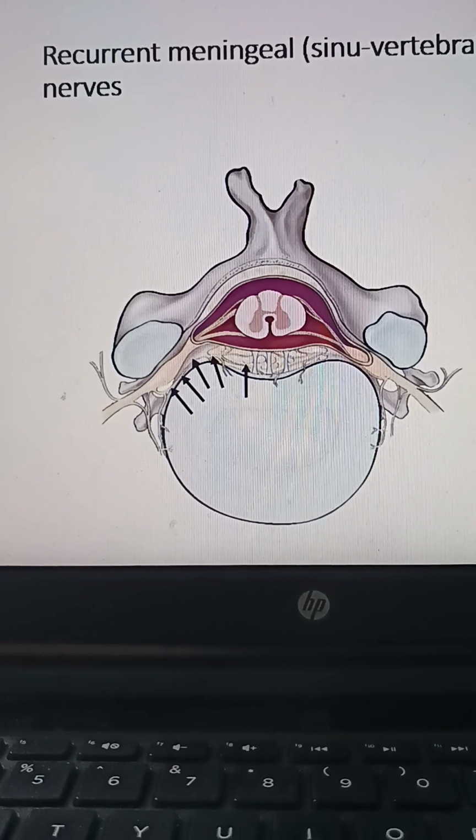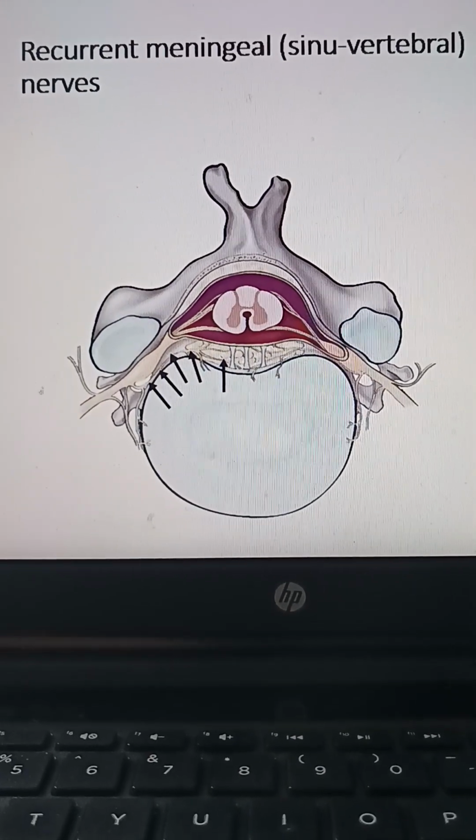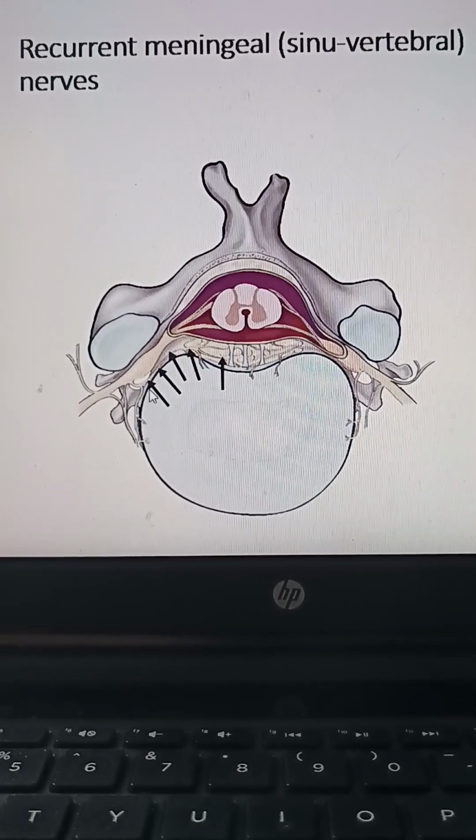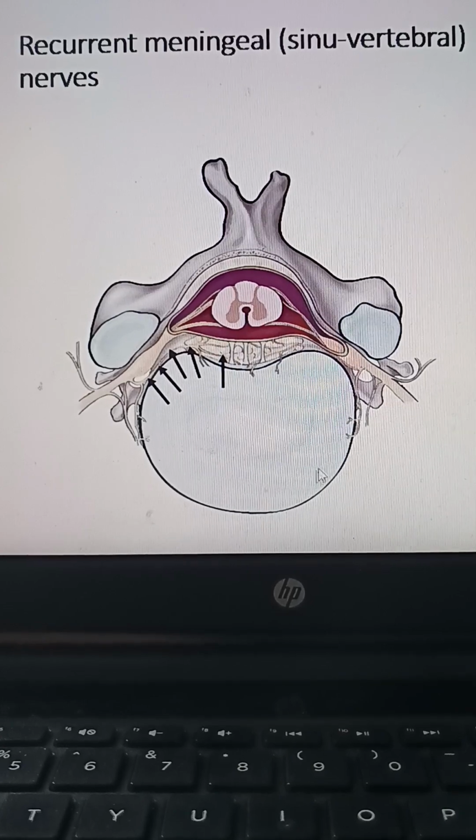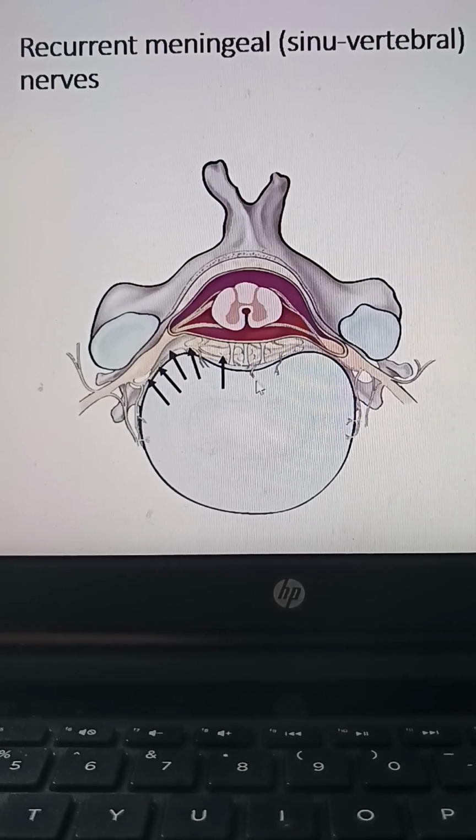Finally, you have the recurrent meningeal nerves, that is recurring from the anterior ventral rami and supplying the disc, meninges and the body of the vertebra.